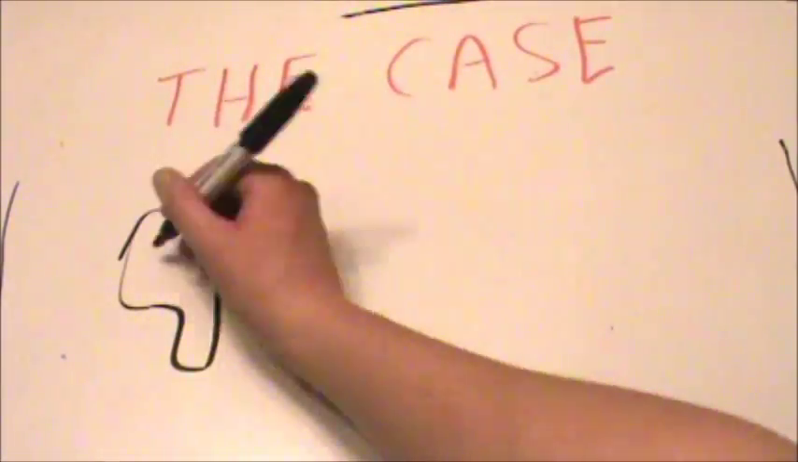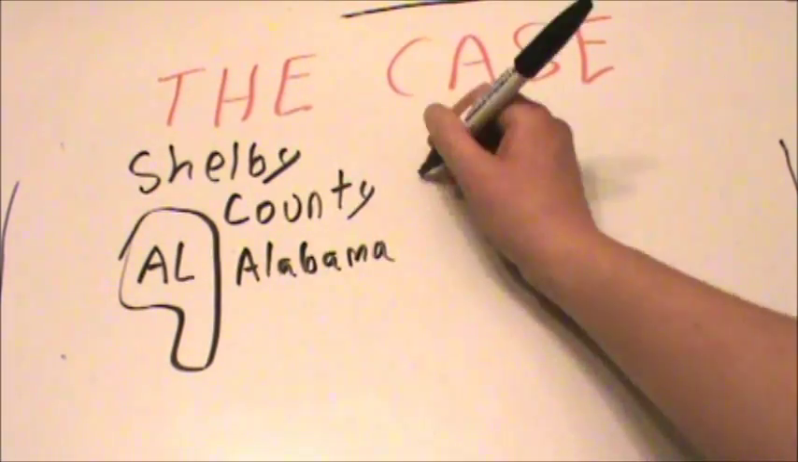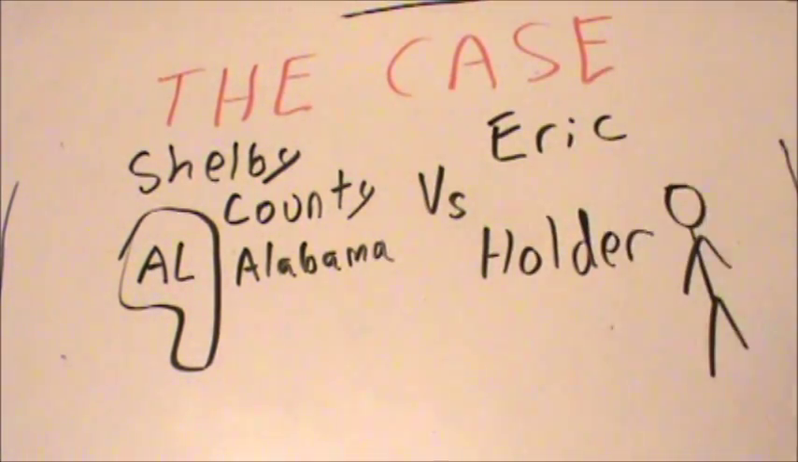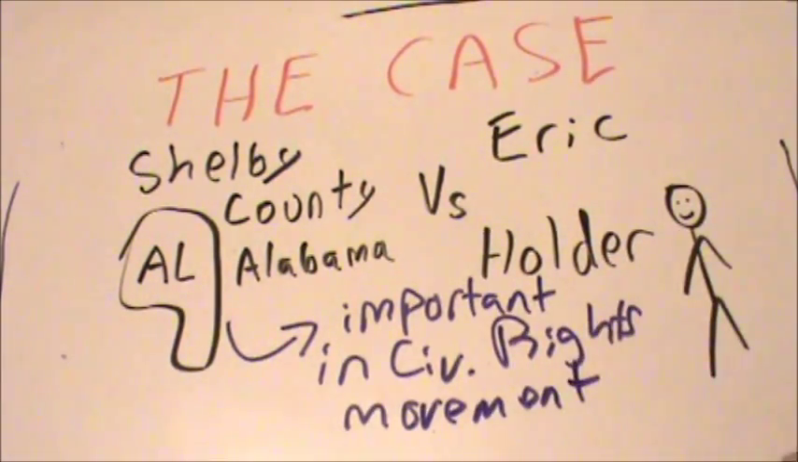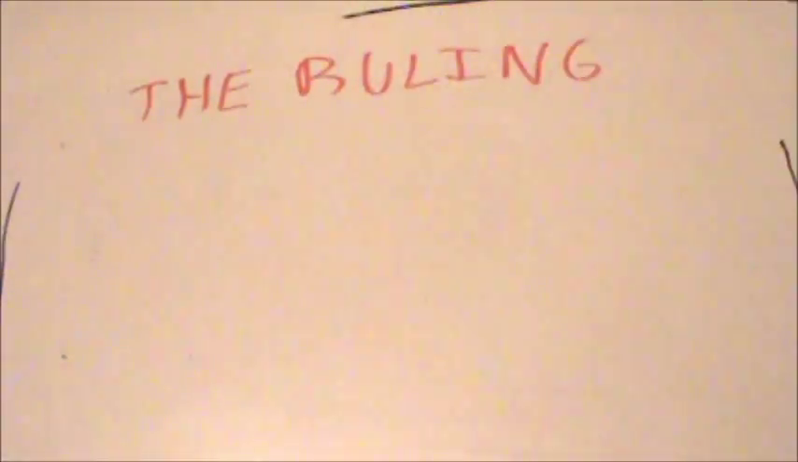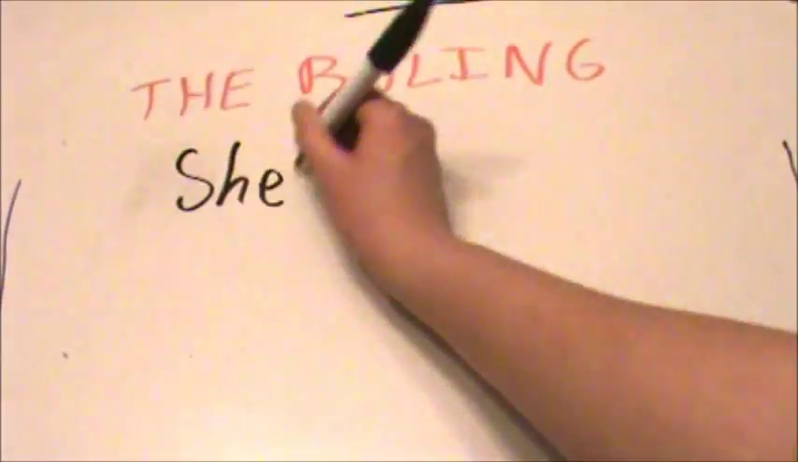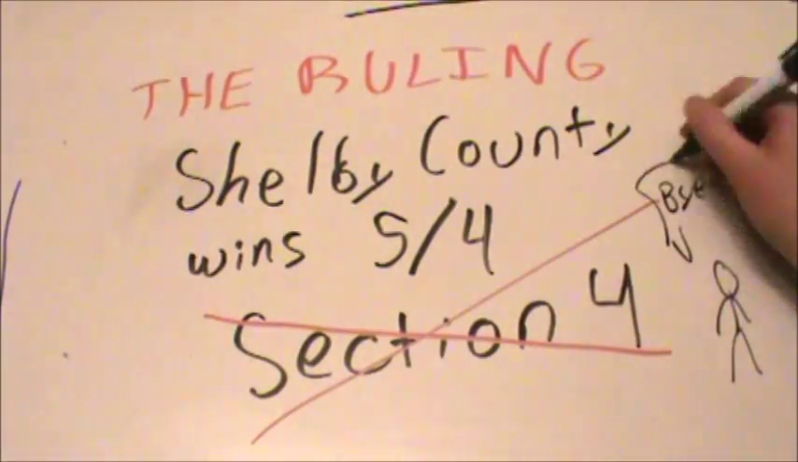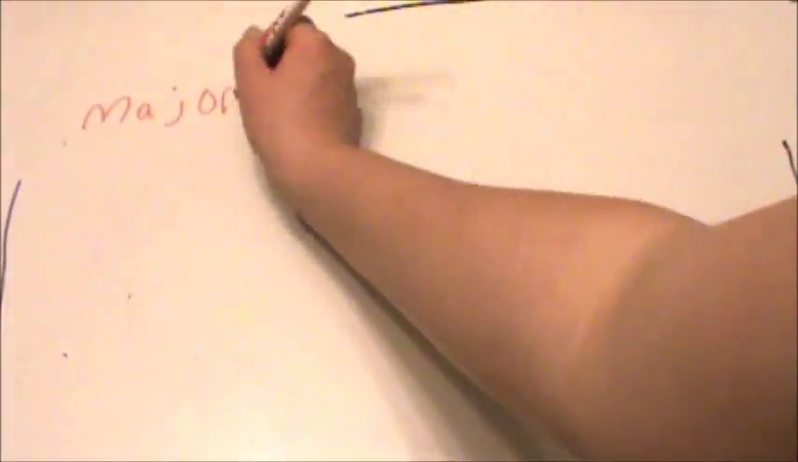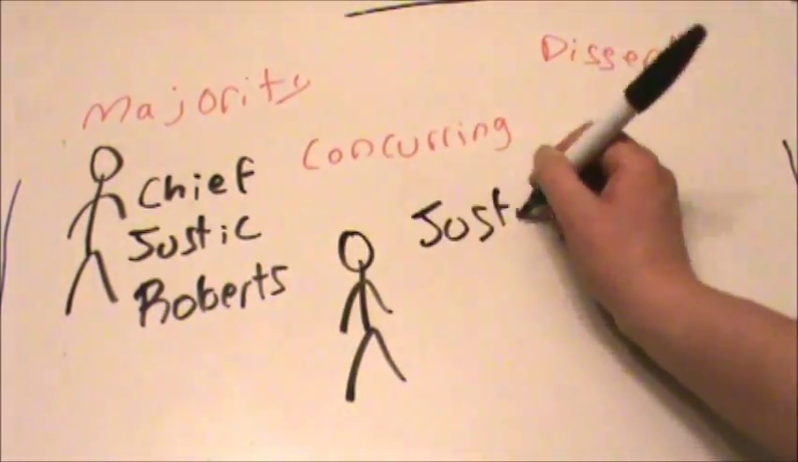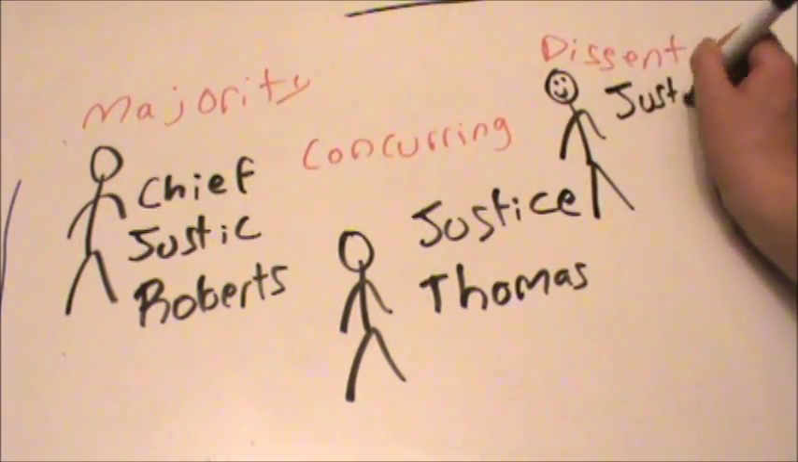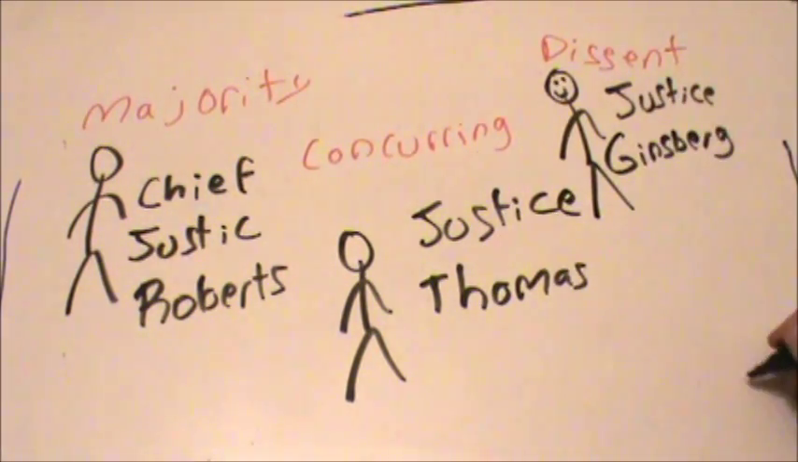The case itself was between Shelby County, Alabama, and Eric Holder, the U.S. Attorney General. It is critical to note that Shelby County was very important during the Civil Rights Movement. Shelby County won in a 5-4 decision. The majority opinion was written by Justice Roberts, the concurring by Justice Thomas, and the dissenting by Ginsburg.